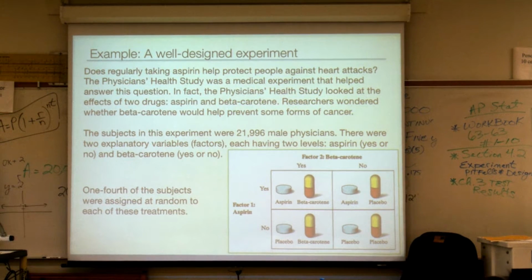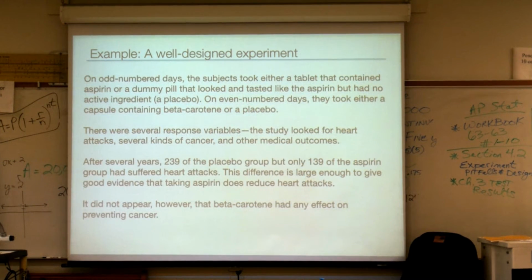Now, the subjects in this experiment were 21,996 male physicians. There were two explanatory variables, or factors, each having two levels. Aspirin, yes or no, and beta-carotene, yes or no. Now these different levels are laid out in this particular chart. 1/4 of the subjects were assigned at random to each of these treatments. And on odd-numbered days, the subjects took either a tablet that contained aspirin or a dummy pill that looked and tasted like the aspirin but had no active ingredient, a placebo. On even-numbered days, they took either a capsule containing beta-carotene or a placebo.